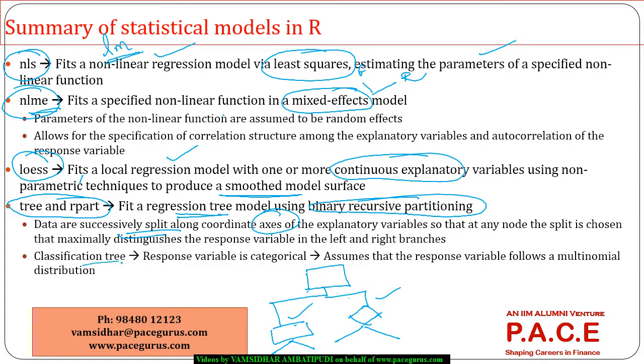This is what we call a classification tree, where my response variable is categorical in nature. I am trying to model the default of a person, whether he will default on a particular loan or he will not. So yes or no, to model that yes or no, we can very well use a classification tree kind of a structure. This kind of models assume that the response variable follows a multinomial distribution, and based on that the whole results will be computed, and the model parameters would be estimated accordingly, right?